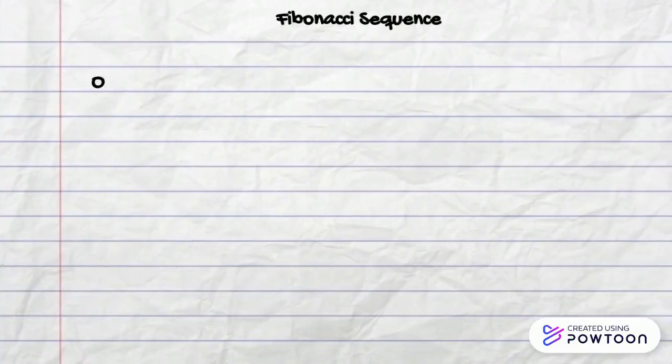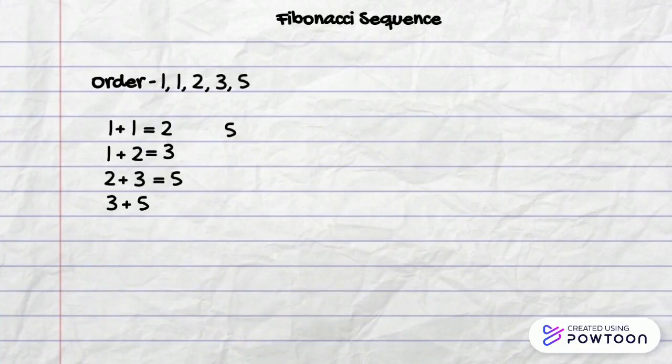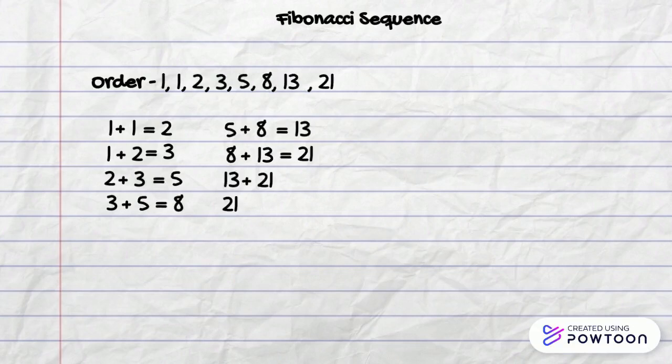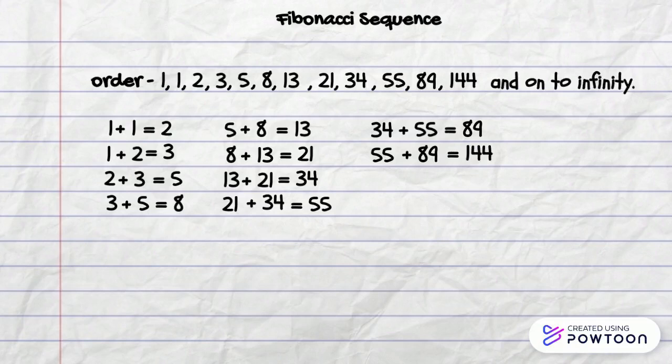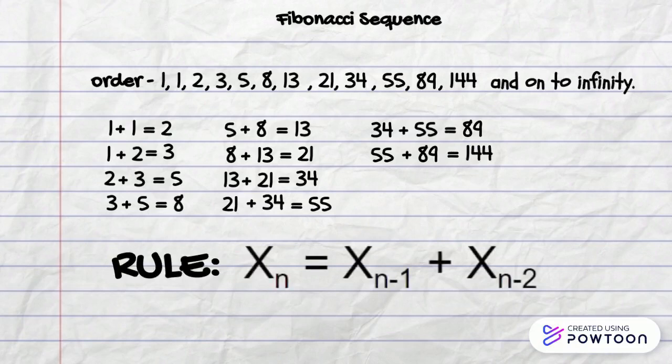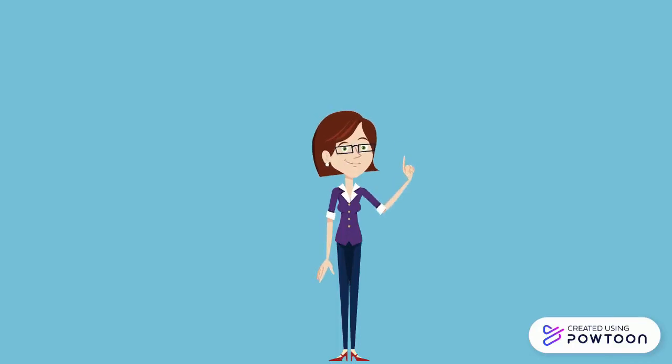The order goes as follows: 1, 1, 2, 3, 5, 8, 13, 21, 34, 55, 89, 144, and on to infinity. The formula for this sequence is x sub n equals x sub n minus 1 plus x sub n minus 2. Now that we know this, I think we can begin with our journey.